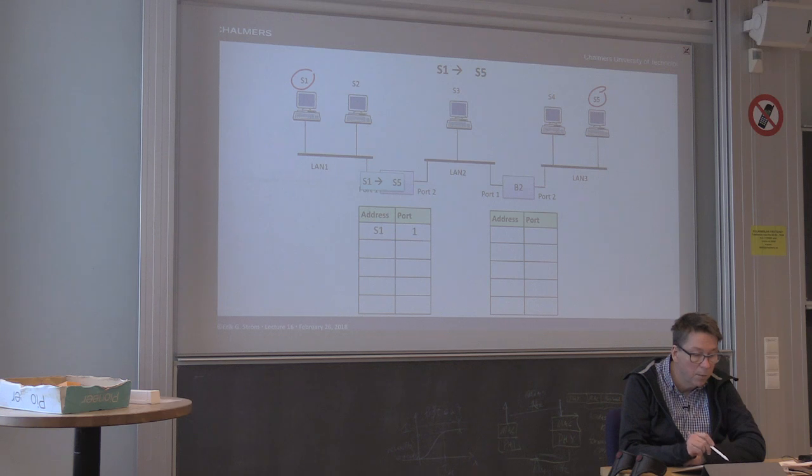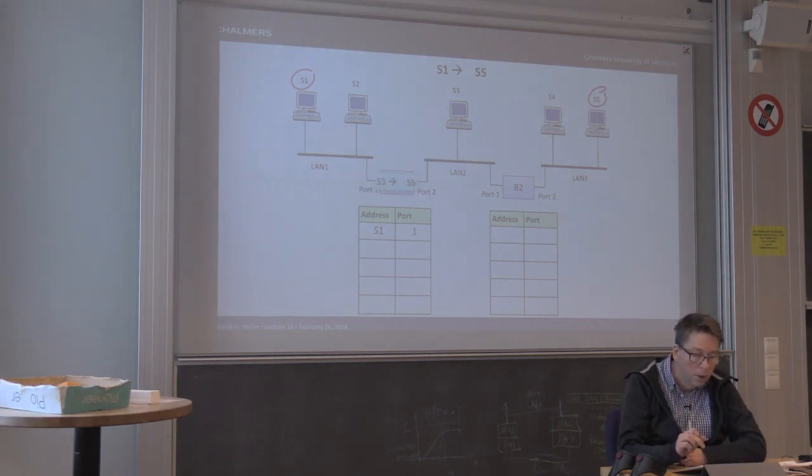But at the same time, I know now that S1 is on my port 1. Why is that? Well, because I heard something from S1 on my port 1. So I know where S1 is now. Good. I have no idea where S5 is, but I'll just transmit it out on all of my ports.